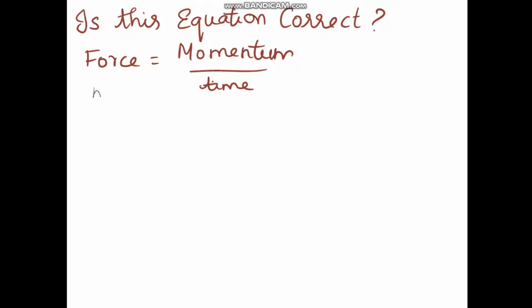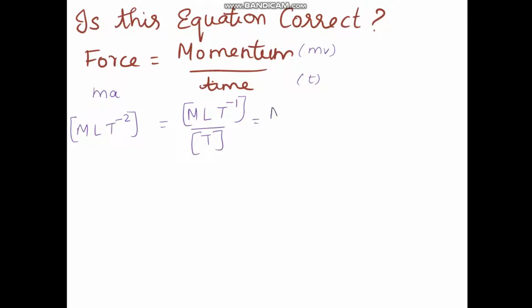What is the force formula? Which is ma, and momentum is mv, time is t. So force is m into L t power minus 2, which is the acceleration's dimension. Momentum is m, velocity is distance by time, that is L t power minus 1, divided by time, which comes out to be m L t power minus 2. So LHS is equal to RHS, hence this equation is dimensionally correct.